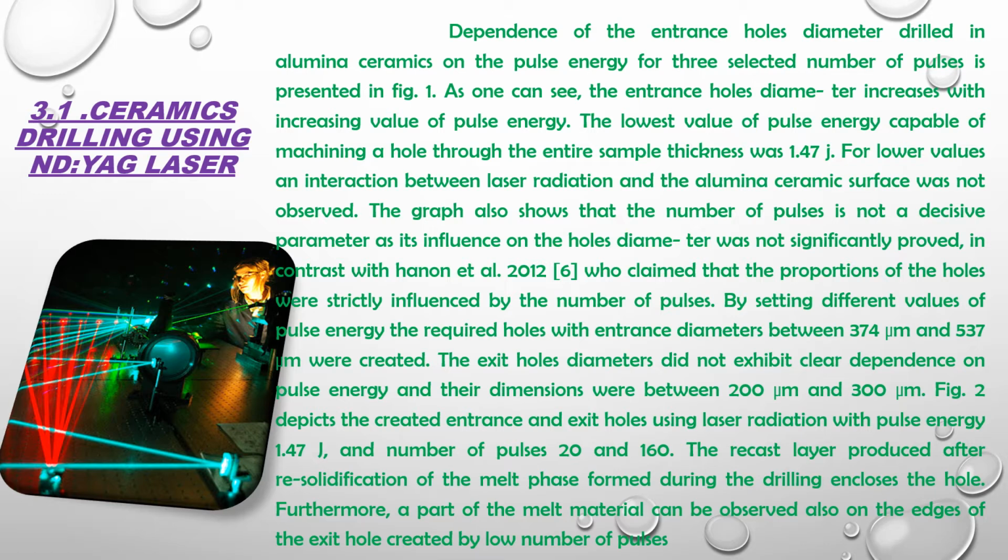The lowest value of pulse energy capable of machining a hole through the entire sample thickness is 1.4 joules. For lower values, an interaction between the laser radiation and the alumina ceramic surface was not observed. The graph also shows that the number of pulses is not a decisive parameter, as its influence on the diameter was not significantly proved, in contrast with Hannon, who claimed that the proportions of the hole were strictly influenced by the number of pulses.